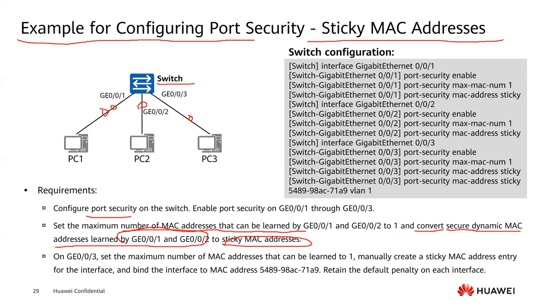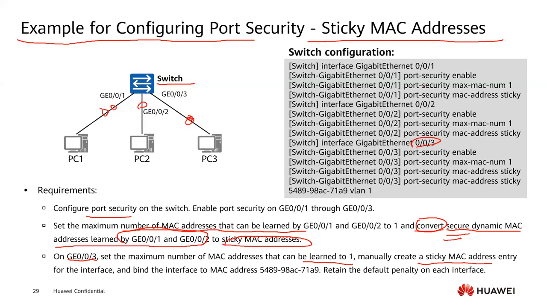But now we know that it is not a normal dynamic address, it is a security dynamic MAC address. And on the last port, the third port, we need to set the maximum number of MAC addresses that can be learned to one. And you should know that for this port, the security MAC address is not learned by itself, and we don't use this convert function. What we will do is configure the sticky MAC address entry manually. That is what we do.